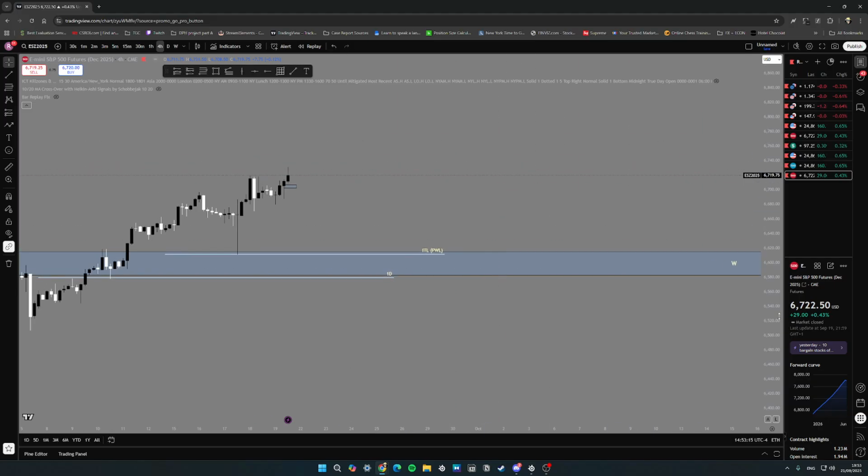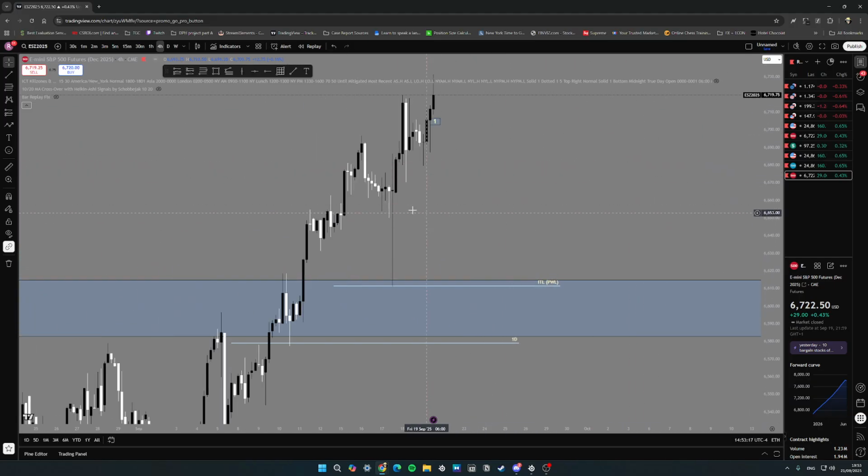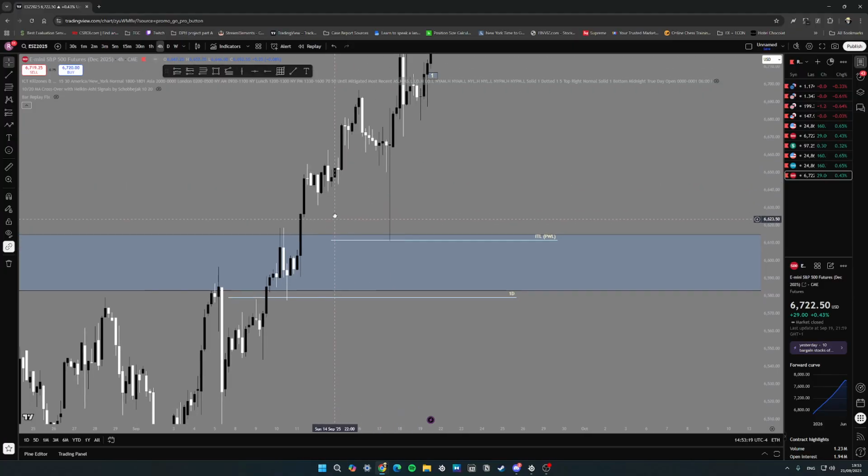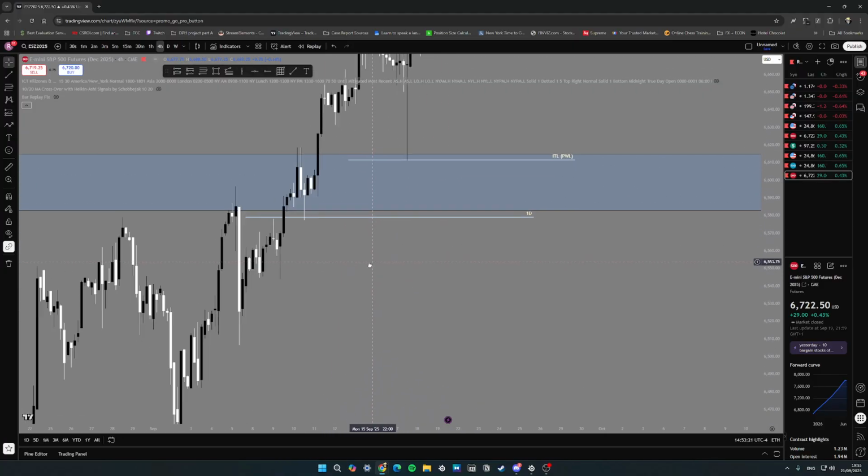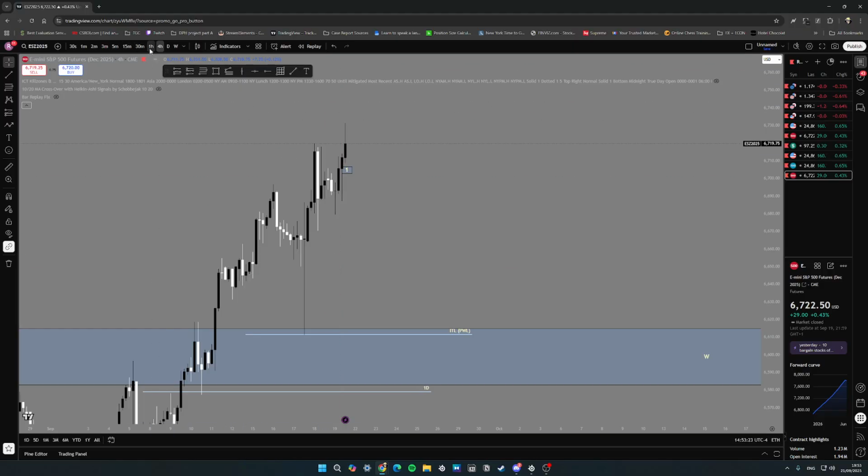But let's look into the 4 hour. Have a nice sort of zoom in. Not really much to see again. This wick just took out and respected all of our bullish PD arrays, so there's nothing much to see.